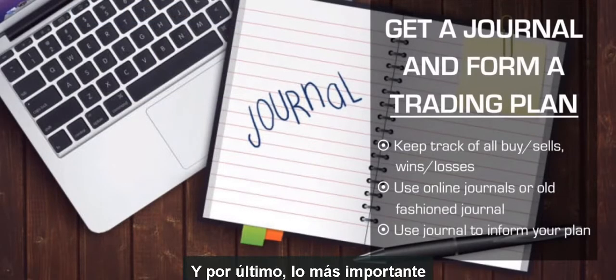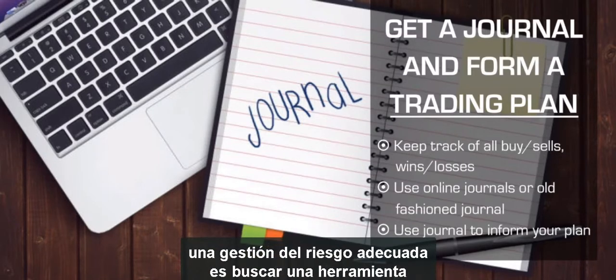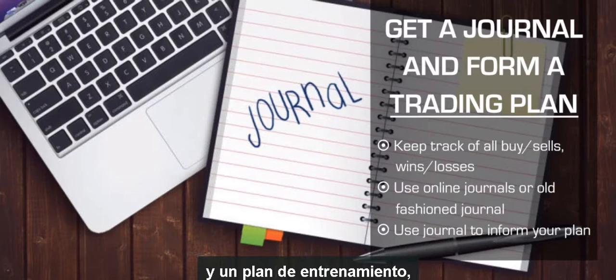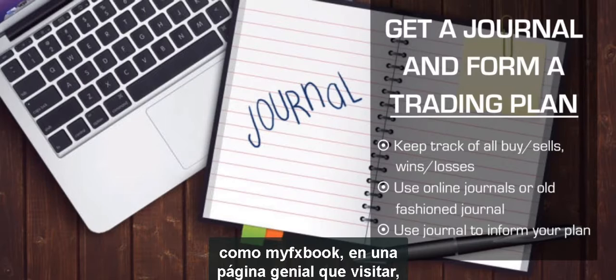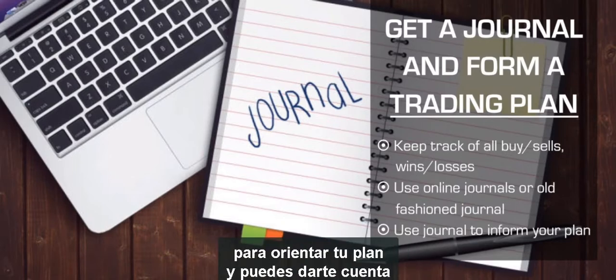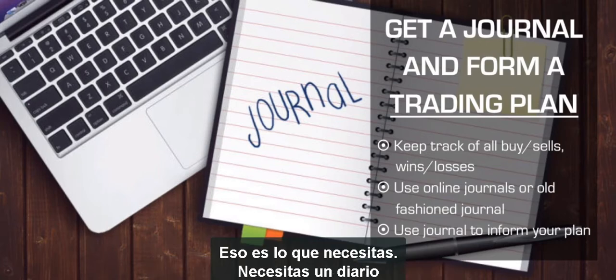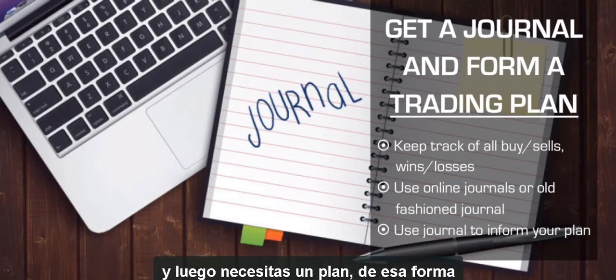And lastly, guys, the most important thing that you can possibly do for proper risk management is get a journal and form a trading plan. There are perfectly great online journals like MyFXBook. That's a great place to go, MyFXBook.com. This thing keeps track of all of your wins, losses, and everything. Then you can use those wins and losses to inform your plan. And then you can realize, oh, you know what? My risk to reward ratio is really bad. I need to fix it. That is what you need. You need a journal, and then you need a plan. That's how you win in this market.